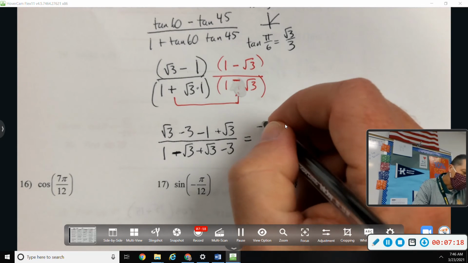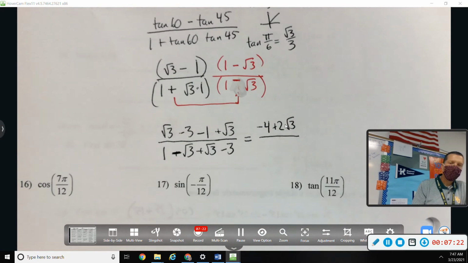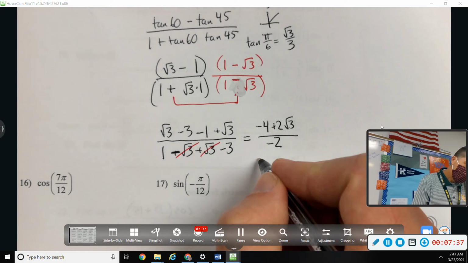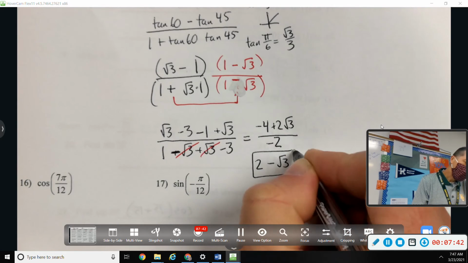Well, let's see. Negative 4 plus 2 root 3 over, those guys canceled, negative 2. And we're dividing everybody by negative 2, so make sure you divide everybody by negative 2. So that would be 2 minus square root of 3.